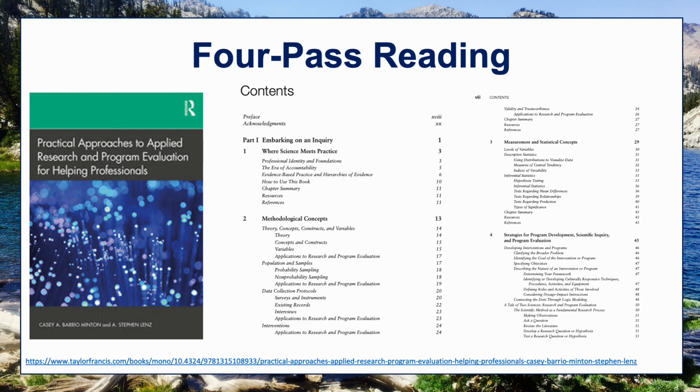Chapter 3, measurement and statistical concepts. Levels of variables, descriptive statistics, inferential statistics. Okay, we know what that chapter is about. It's statistics. Chapter 4, strategies for program development, scientific inquiry, and program evaluation. Okay, we know what this chapter is going to be about. And we're kind of seeing 2 little sections in this chapter. 1, developing interventions and programs, and 2, a tale of 2 sciences and program evaluation, the scientific method as a fundamental research process.